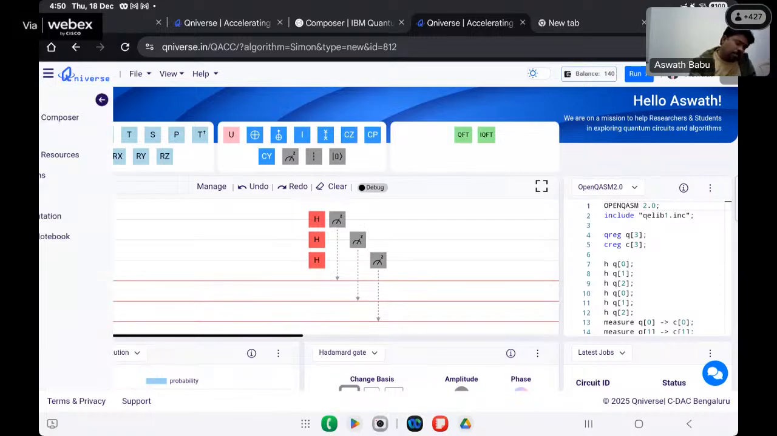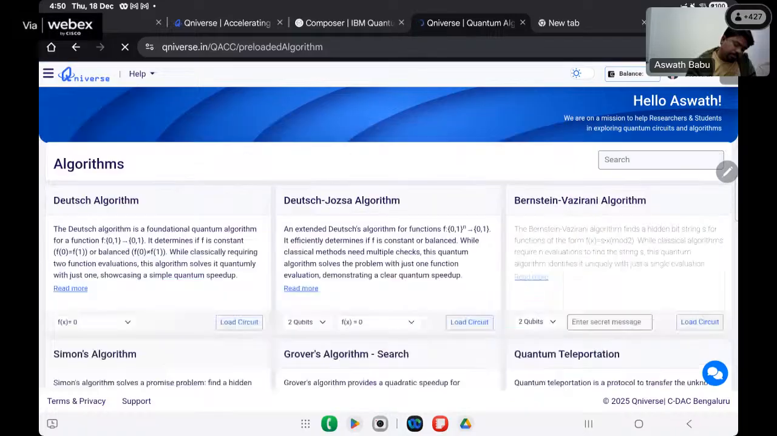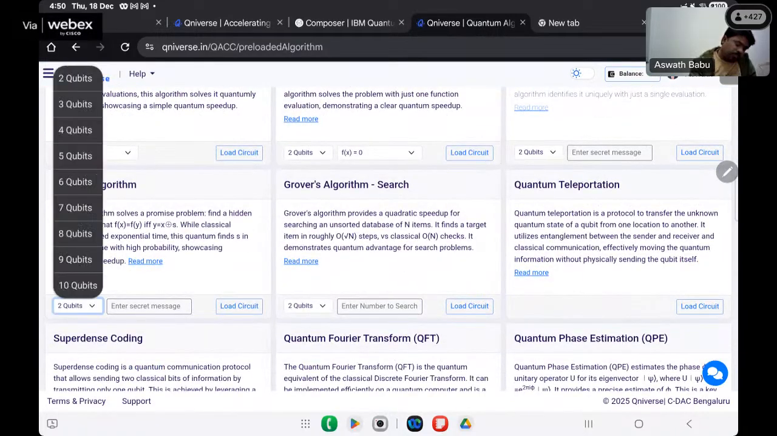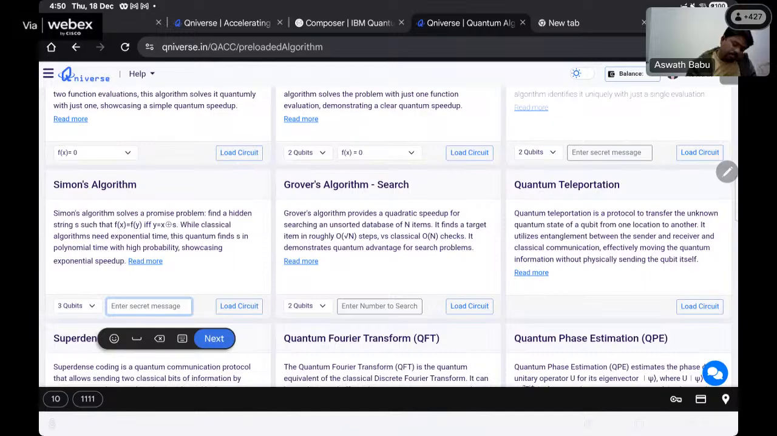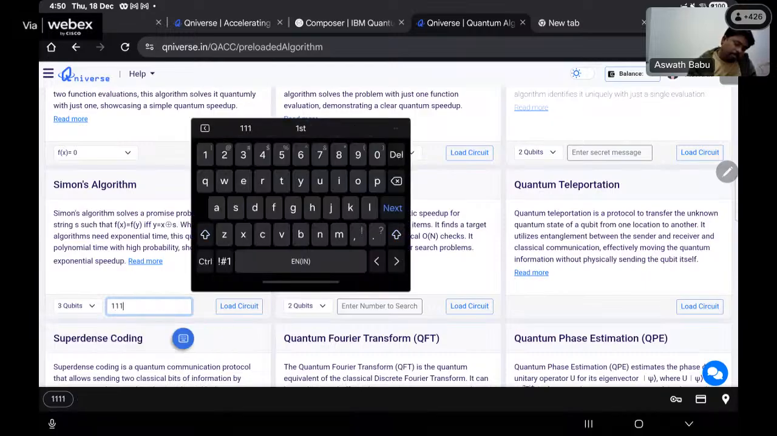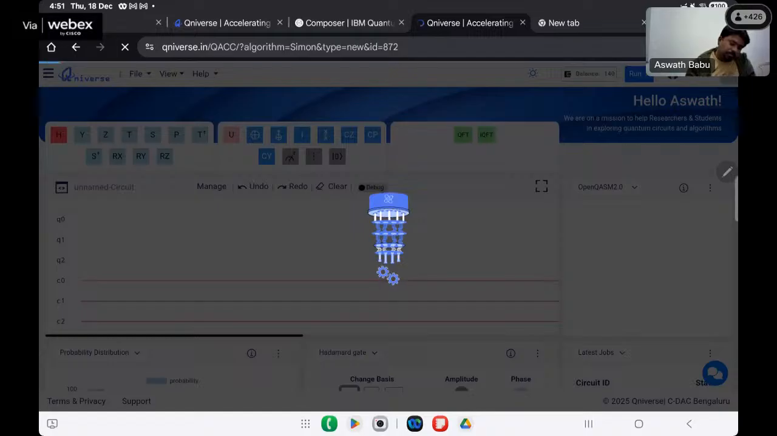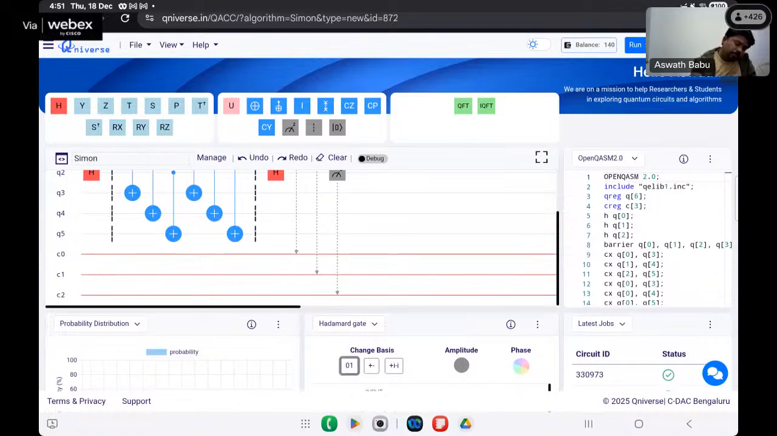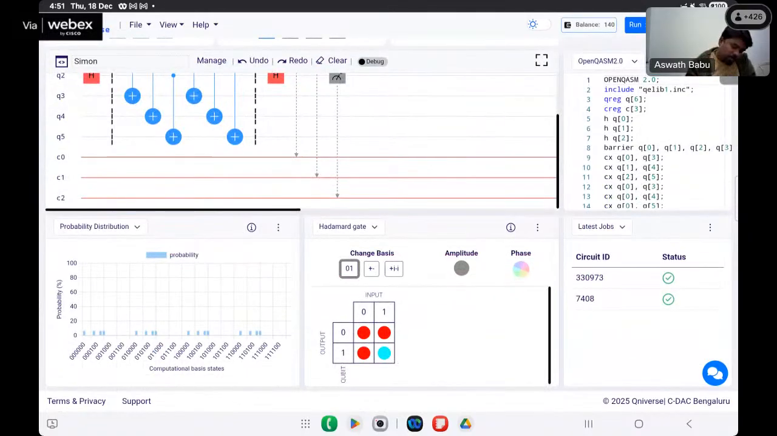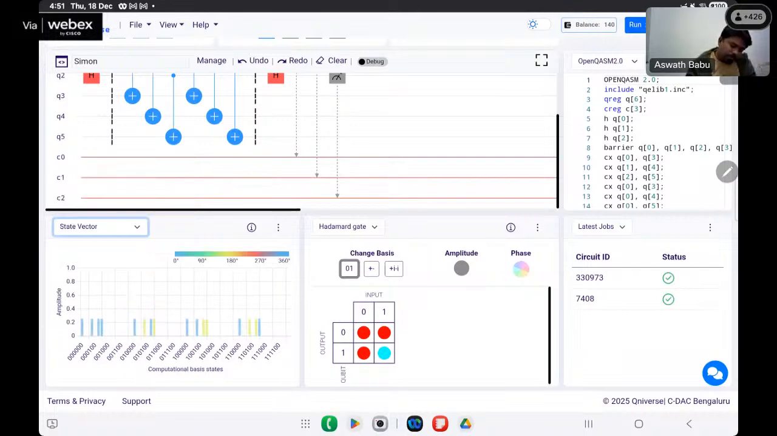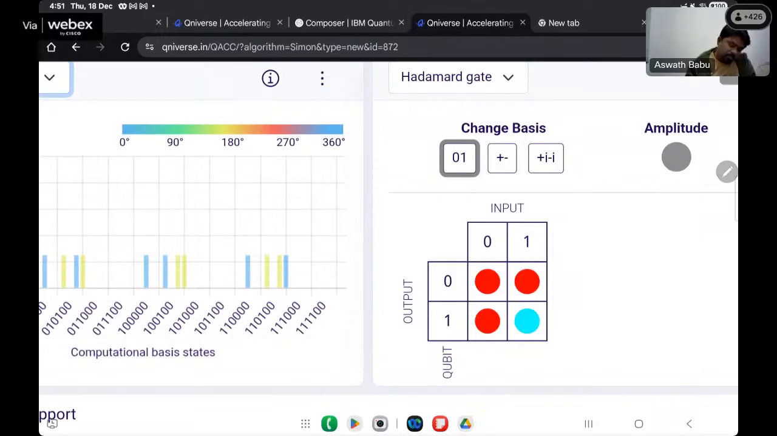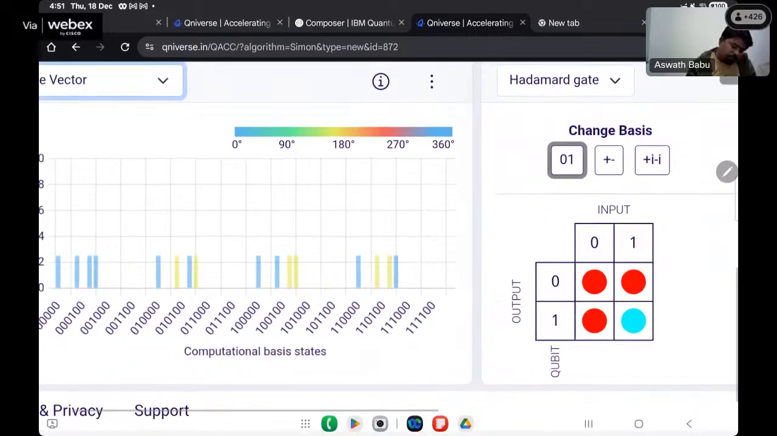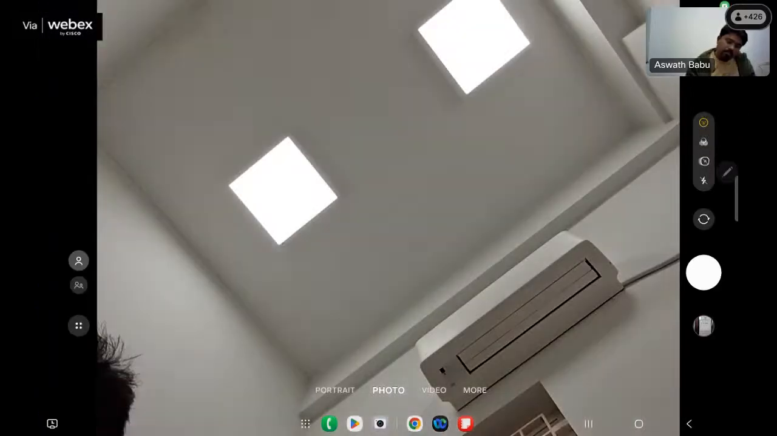Let me go back and do it from the start. Algorithms, 3 qubits, all of them ones, as the s bit string. Load the circuit. It must work. Hopefully it works. For the probability distribution, let me go to the state vector. There are multiple cases with triple ones. Which one? I think by analysis we should be able to get that.